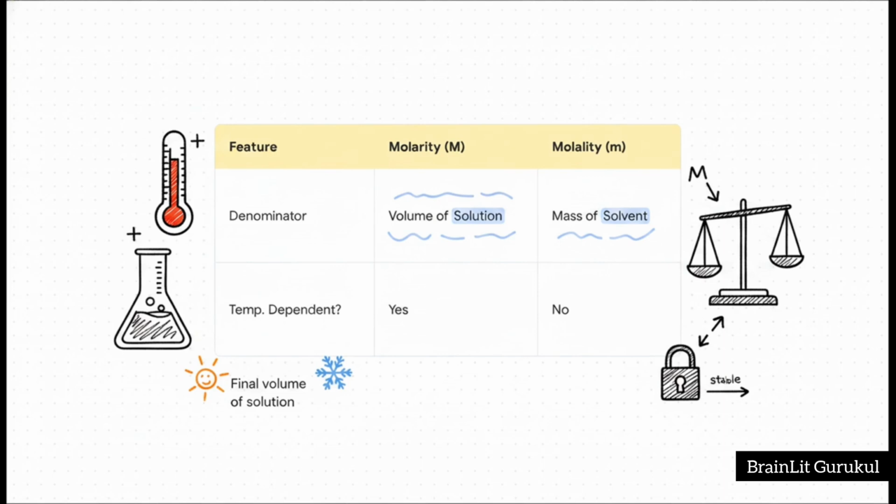All right, let's put them side by side to really see the difference. Molarity uses the volume of the whole solution. Molality uses the mass of just the solvent. So why does this matter so much? Well, think about it. Volume can change with temperature. Liquids expand when they get warm, right? That means molarity is actually temperature dependent. Mass, on the other hand, never changes. That makes molality the go-to choice for experiments where the temperature might fluctuate, and you need rock-solid precision.